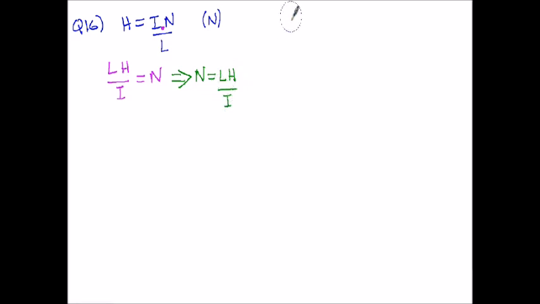If I now consider the same equation, but this time I want to make L the subject of the equation, then because L is in the bottom line on the right hand side and I need it to be in the top line to be the subject, the first thing I would do here is multiply both sides by L. So I will get L multiplied by h on the left hand side is equal to I multiplied by n on the right hand side.